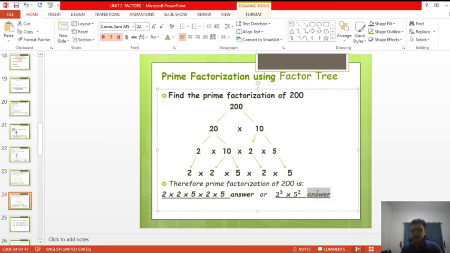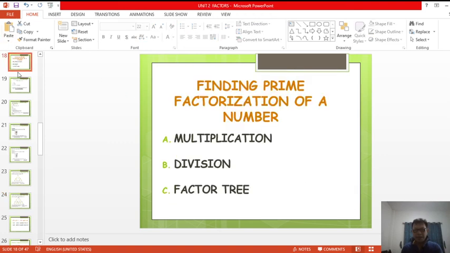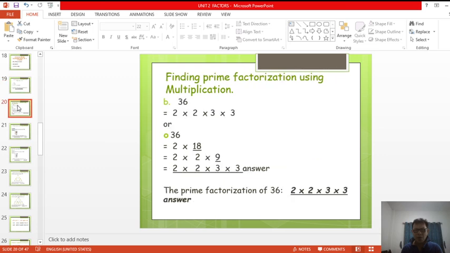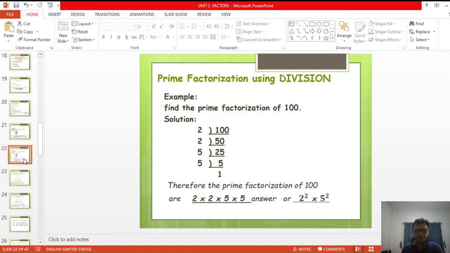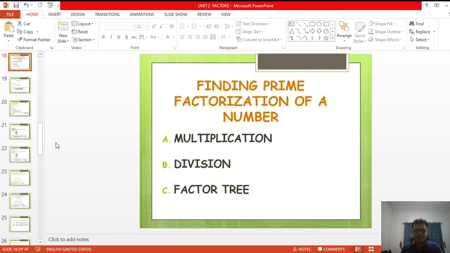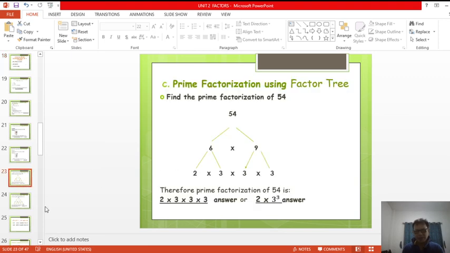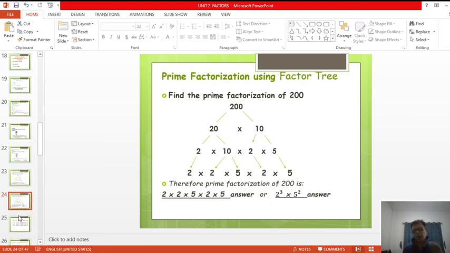So I hope it's very clear, and I hope you understand in this lesson about finding the prime factorization of a number with 3 methods. Okay, again, we have multiplication, which is this one. Then we have division, which is this one. Okay, and factor tree, which is this one and this one. So that's it for today.